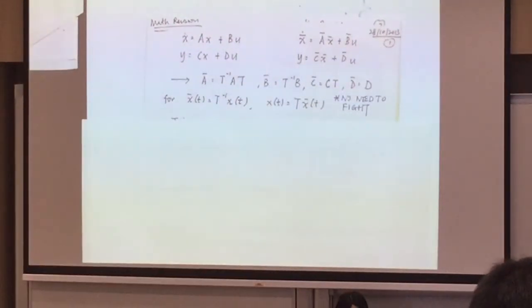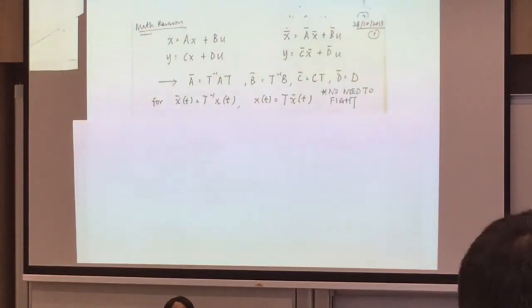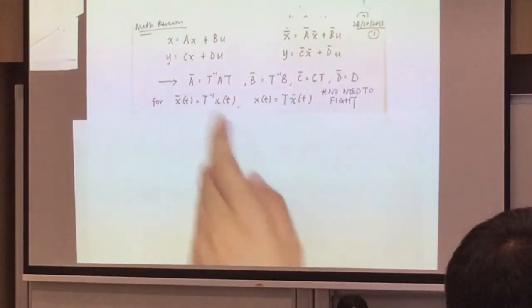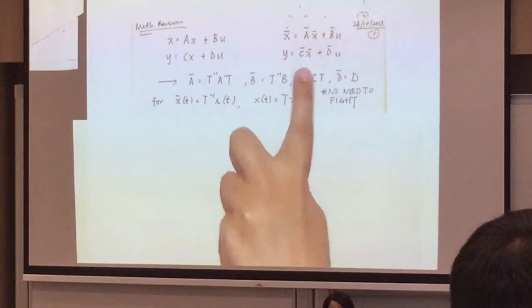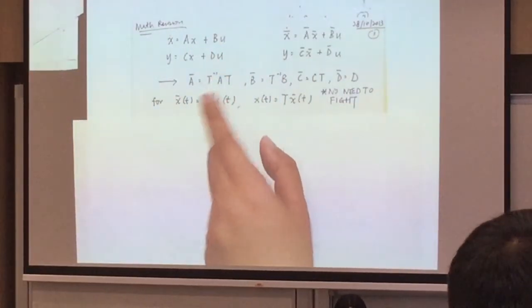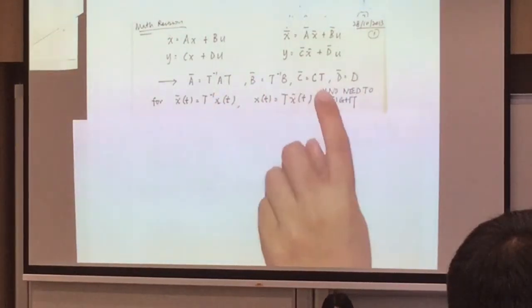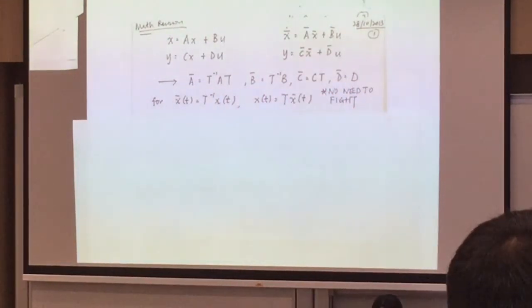Okay, so we have just gone through this: the states can be changed from x to x bar through a similarity transformation T. Basically, you can identify and write down the same state space equation, so that A bar is T inverse A T, B bar is T inverse B, C bar is C T, and D bar is D. So there's no need to argue.